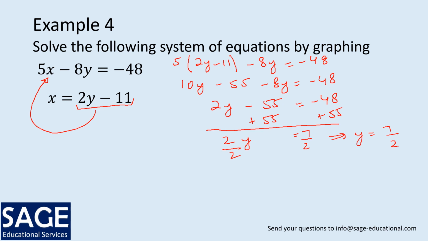And now that I have a value for y, I can take this value and substitute into the second equation, which says x is equal to 2y minus 11. So x is equal to 2 times 7/2 minus 11, and that equals 7 minus 11, which is equal to negative 4. So the solution to this set of equations is the point (-4, 7/2).